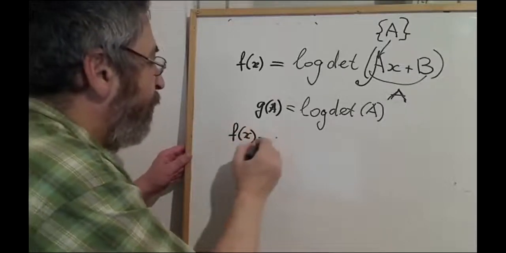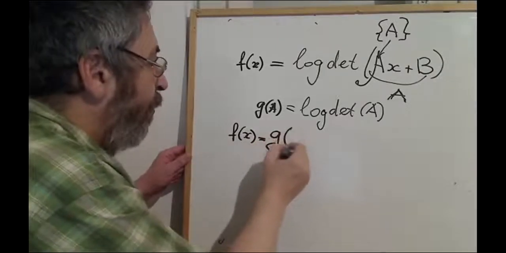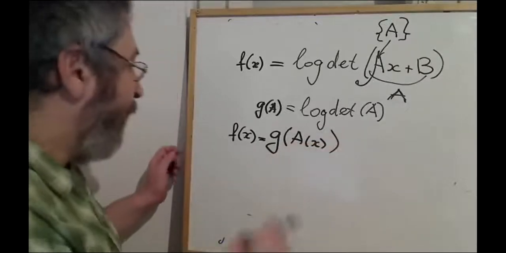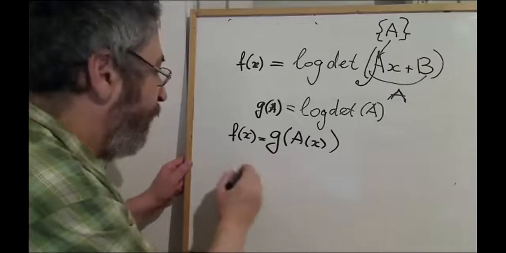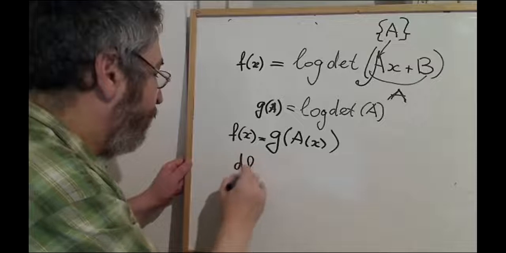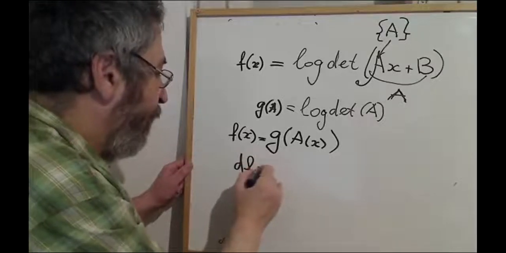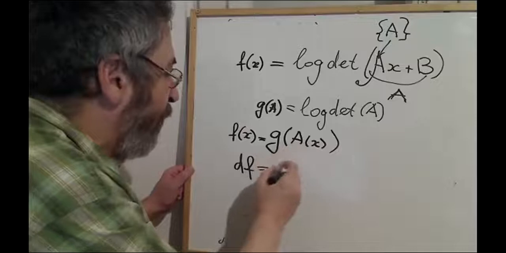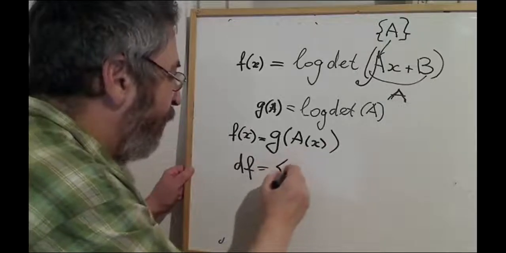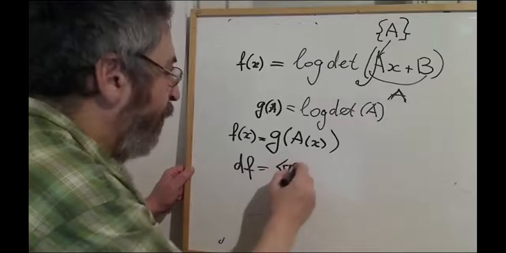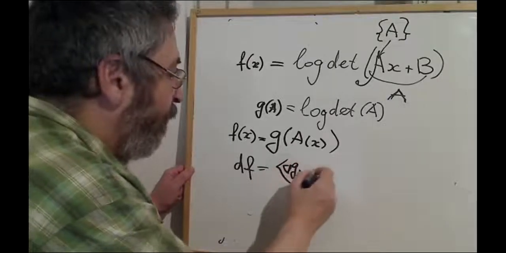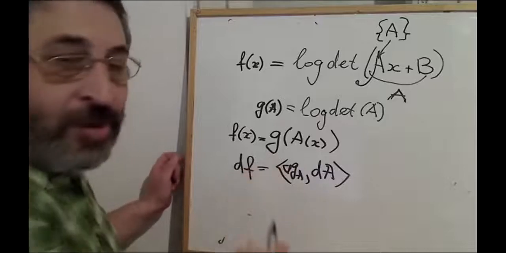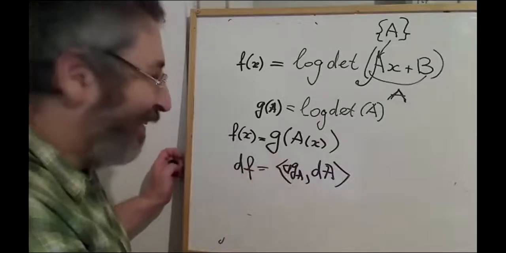F of X is G of A of X. Yes? Are you with me? Okay. What is GF? This is the same as GG, yes? And what is GG? The gradient of G with respect to A multiplied by GA. Okay? This is our usual. Are you with me? Yeah, we are here.